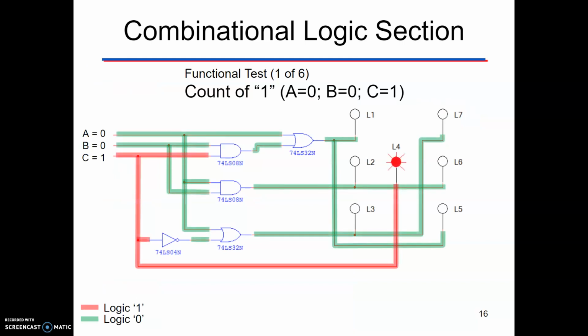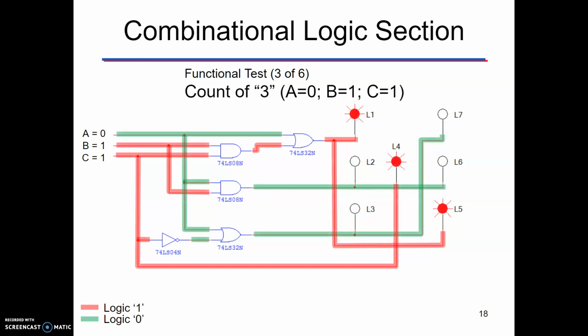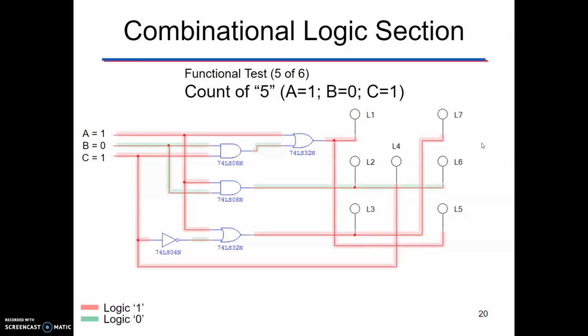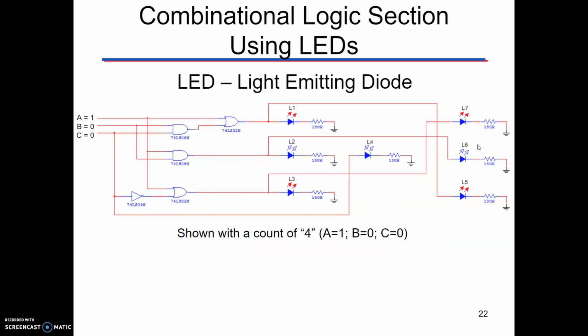Okay, so now looking at the combinational logic, this is how the sequences would flow, the electricity would flow in order to be able to create the different numbers. So we had 1, here's number 2, this is 3, we're looking at 4, 5, and then last 6.